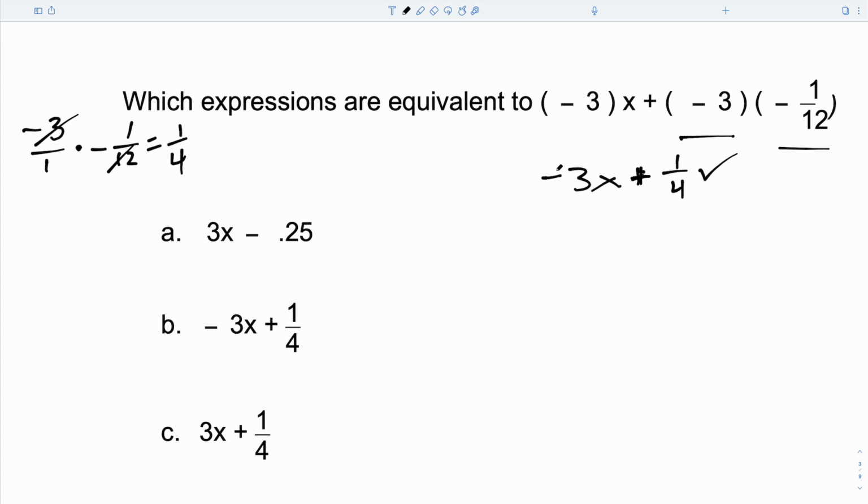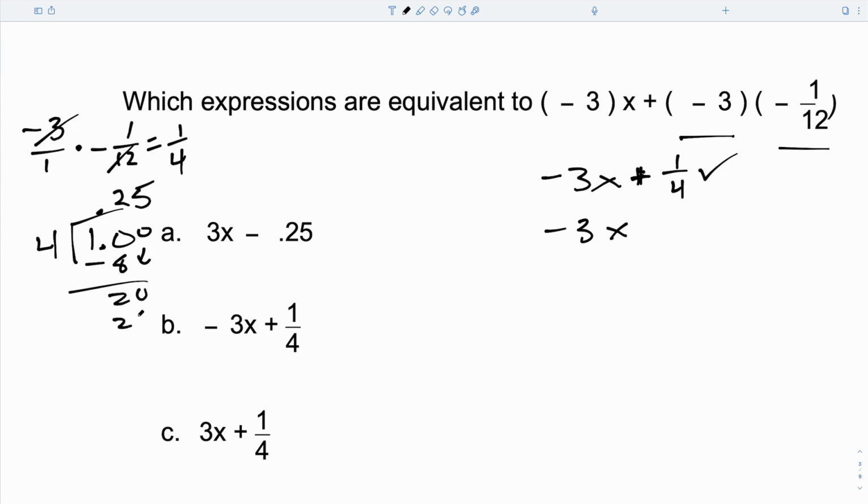We want to get something that's -3x plus 1/4. What is the decimal version of 1/4, Maya? You got it. If you aren't sure, divide it. 4 goes into 10 2 times with 2 left over. Add a 0. 4 goes into 20 5 times evenly. So this is 0.25.